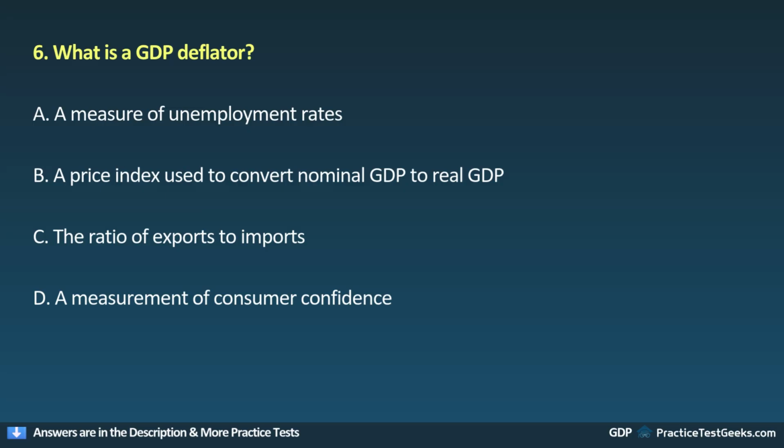6. What is a GDP deflator? A. A measure of unemployment rates. B. A price index used to convert nominal GDP to real GDP. C. The ratio of exports to imports. D. A measurement of consumer confidence.